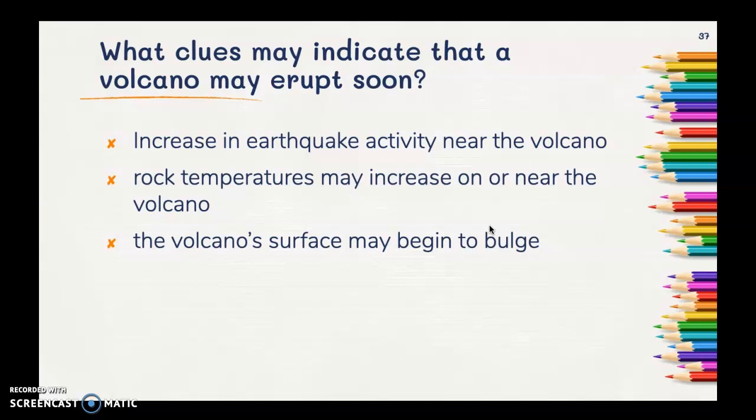The volcano's surface may actually begin to bulge. So as pressure builds, this is probably not something you would notice just with the naked eye, but with the right tools, you can detect the sides of the volcano actually bulging outward. And something like that would indicate, again, that a volcano is likely to erupt soon.